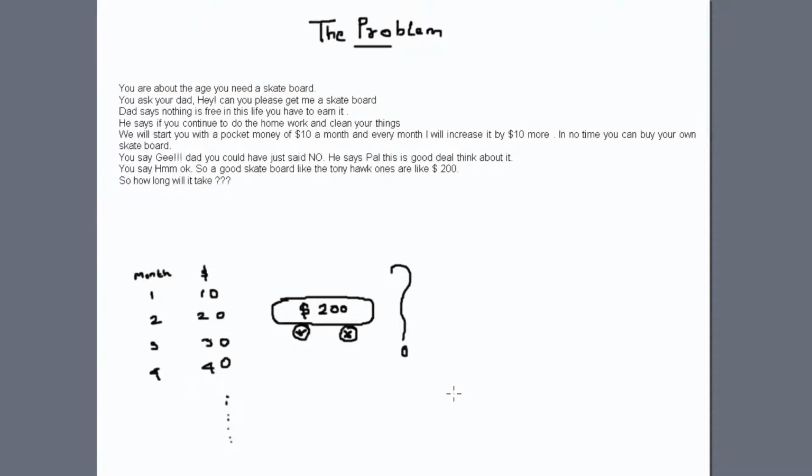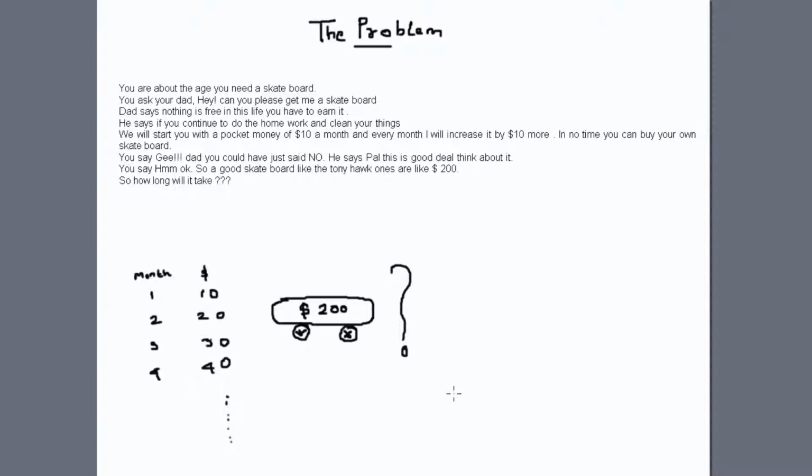Now let's say that you're about the age you want to get a skateboard. All right, so you go to your dad, you ask, hey dad, can you please get me a skateboard? Now your dad, being a dad, says, hey, nothing is free in this world, you have to earn it. He says if you continue to do your homework and clean your things including his car, he will start you with a pocket money of $10 a month, and every month he will increase it by another $10. And he says that in no time you can buy your own skateboard.